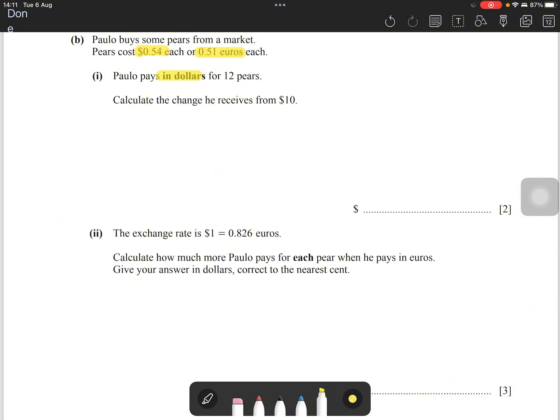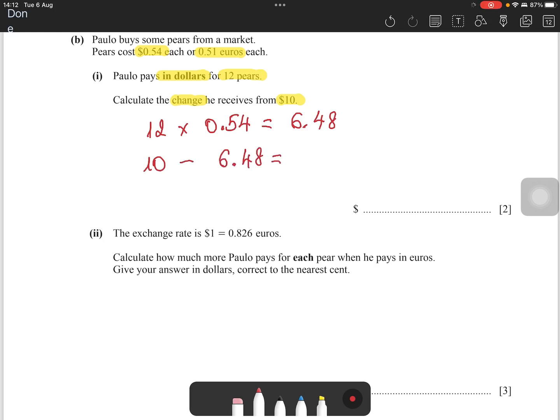So he pays in dollars for 12 pears. Now we find the change he receives from $10. So first, we'll find the cost of 12 pears. If he pays in dollars, he will pay 0.54 each. So the answer for this is $6.48. And if he gives $10, then the change will be 10 minus 6.48 equals $3.52. So the answer for the first question is $3.52.